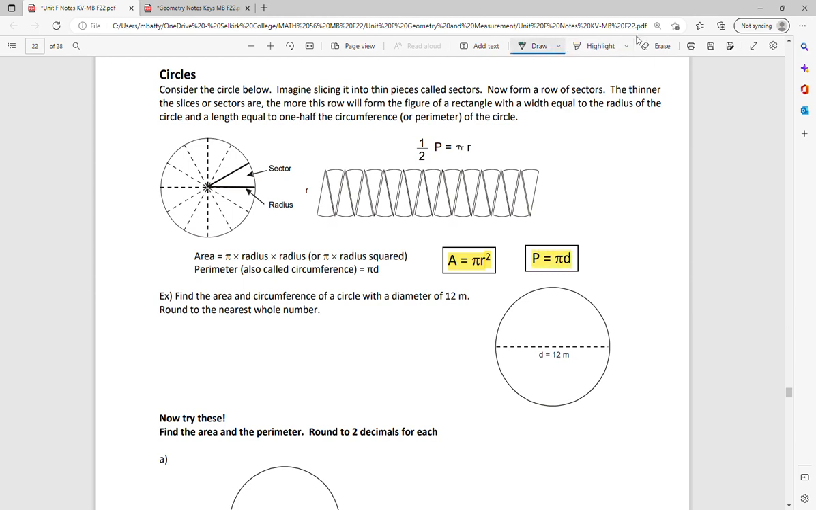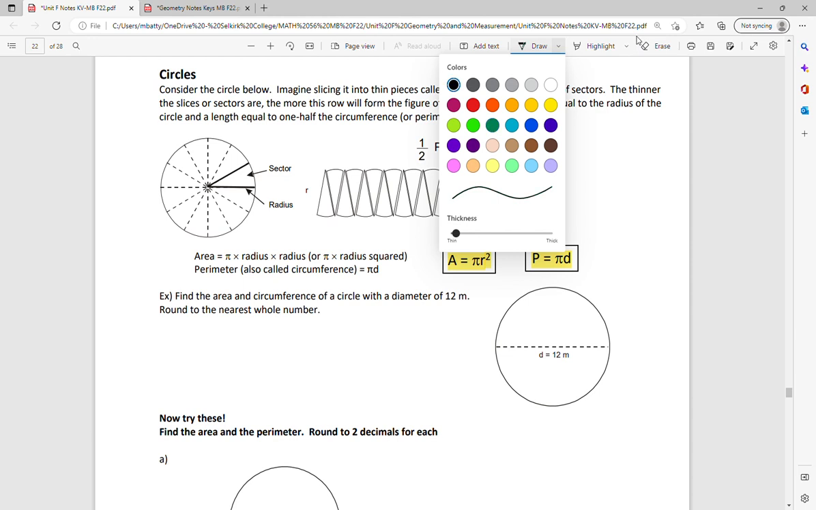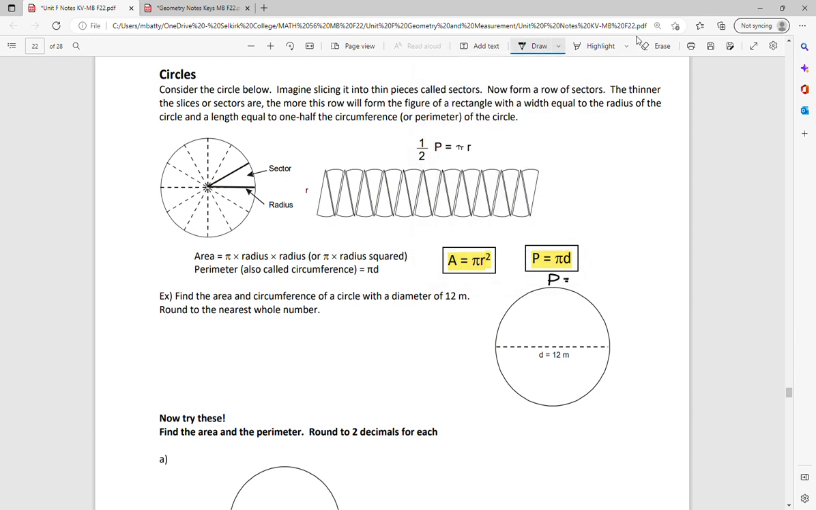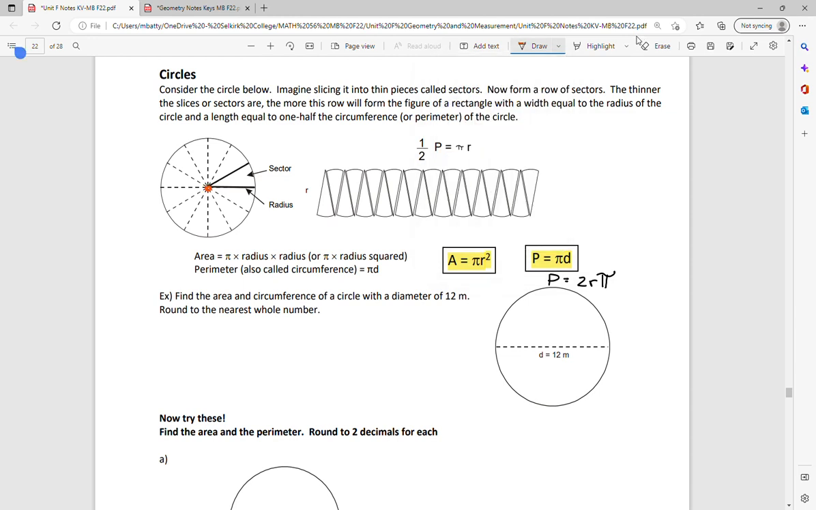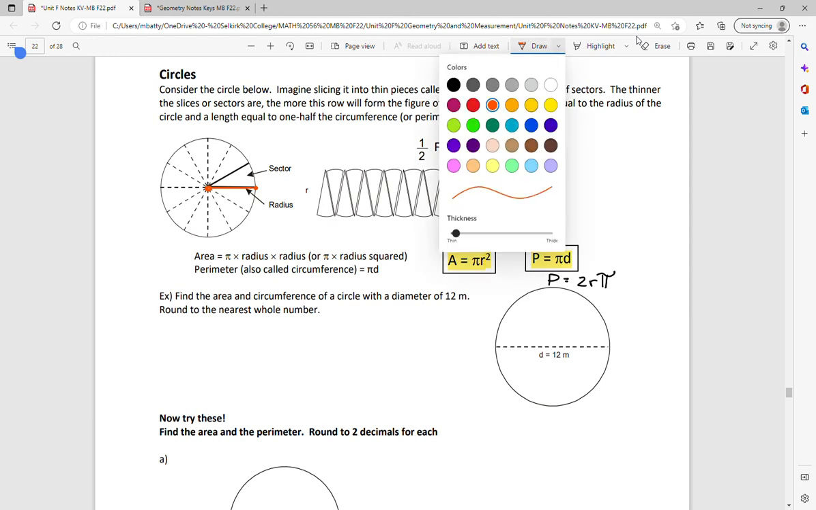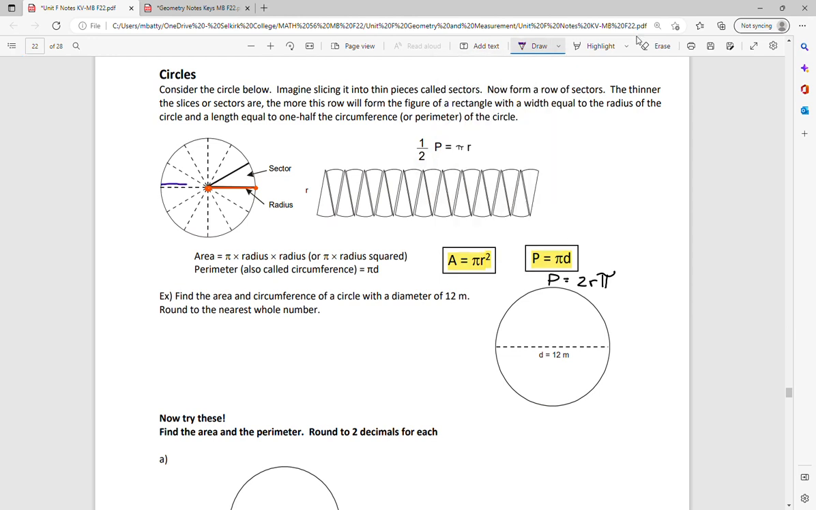Sometimes you may have learned the perimeter as pi 2r or 2r pi, right? Because the relationship between radius and diameter is key to understand. Radius is halfway across the circle. So from the center to the edge, that's the radius. Whereas diameter is the whole distance across. And so our radius is always going to be half of our diameter, or our diameter is always going to be double our radius. And so we can think of it that way.